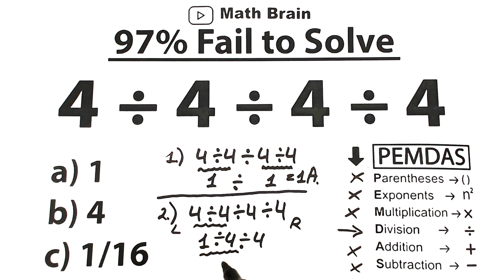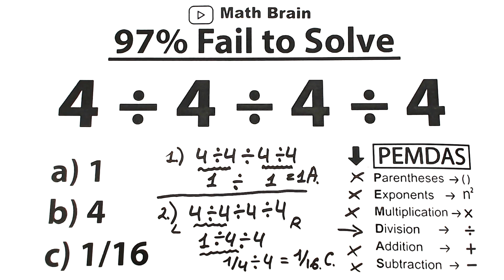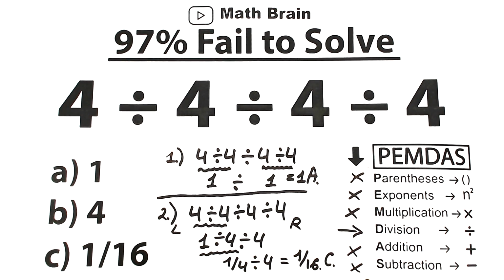We can do this, but let's write it as a fraction, so 1 over 4, and let's divide this 1/4 over 4. Okay, so as a result, what do we have right here? 1 over 4 divided by 4 equals 1 over 16. This is option C.